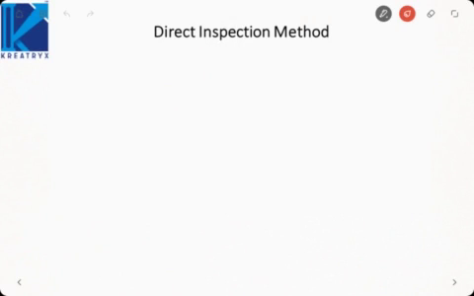Now let us understand how to derive the Y-bus matrix. First, let us understand some properties of the Y-bus matrix. Y-bus is a symmetric matrix. That means the upper triangular and the lower triangular matrices are the same.